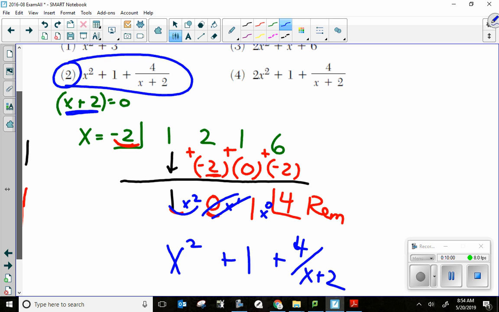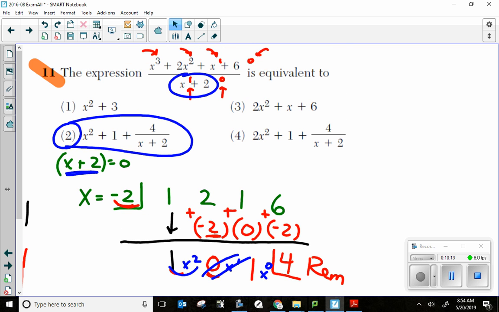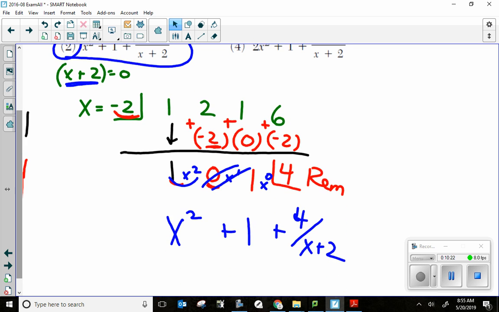Boom. Easy. You could have used reverse tabular. It would have been just fine. But I think synthetic is a lot easier as long as your divisor, the number you're dividing in, is 1x plus or minus something. That makes it a lot easier and less complicated. If that was not a 1x, I would not have used synthetic. I would have used reverse tabular. But you pick your poison. Reverse tabular works for everything. That's why some people always like to do that.